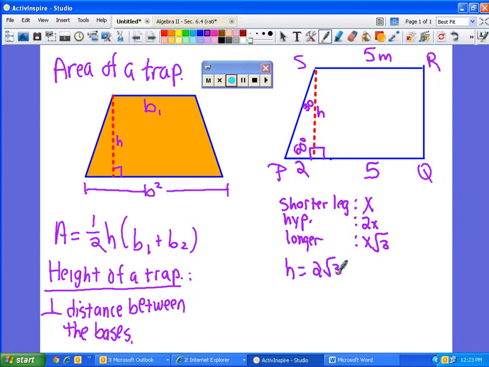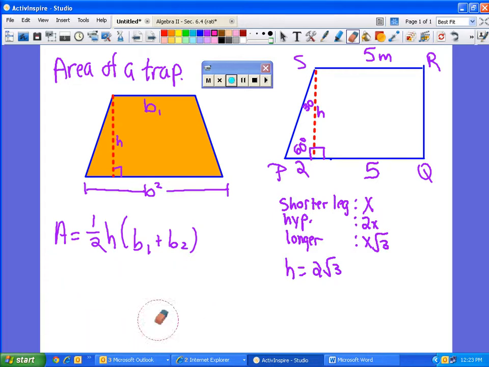Well, I'm going to erase this. I'm not going to erase the area formula. Okay, so my area is 1/2. What's the height? What's the height? Not over the square root of 3. 2 times the square root of 3. What's the length of one of my bases? And what's the length of the other base?